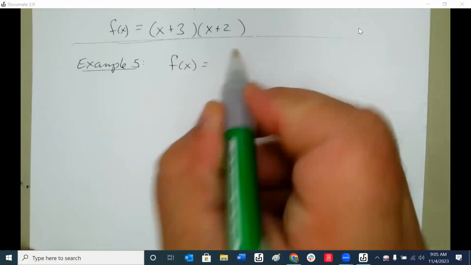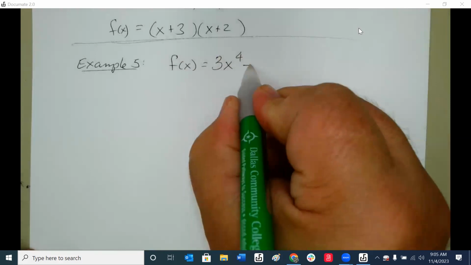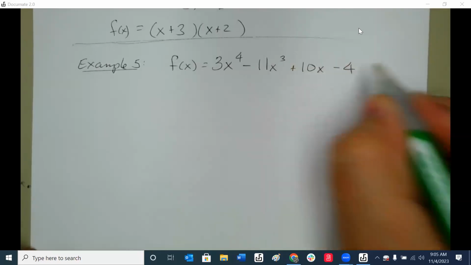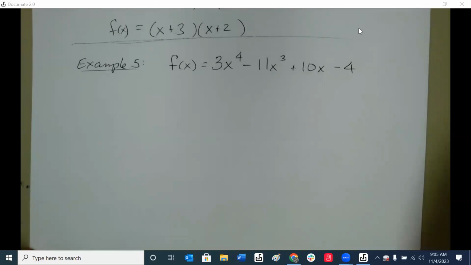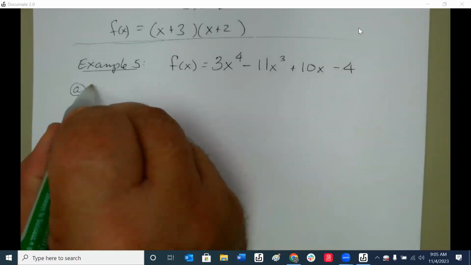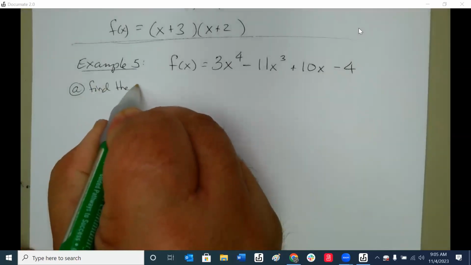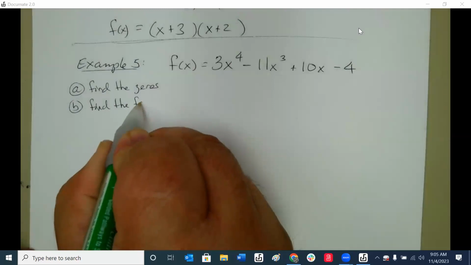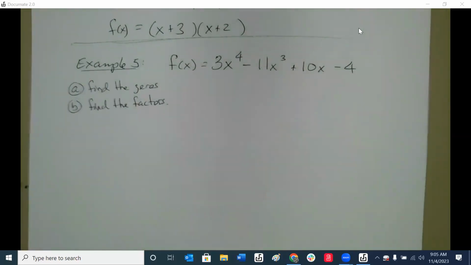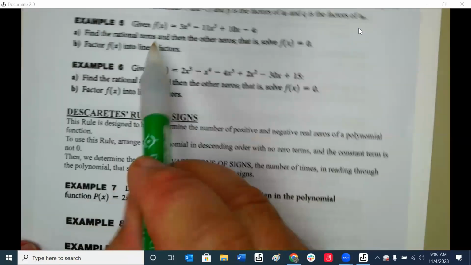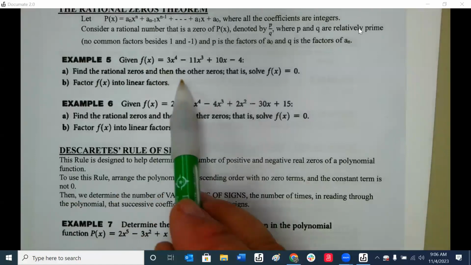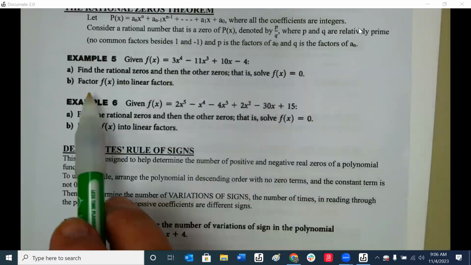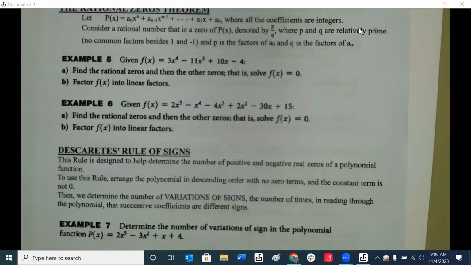Here's our polynomial. F of x equals 3x to the 4th minus 11x cubed plus 10x minus 4. So A says find the zeros and then find the factors. Number 5 says, given this polynomial, find the rational zeros and then the other zeros. That is, solve for f of x equals 0. Let's solve the zeros. And then once you find the zeros, find the linear factors, or just put them in parentheses.